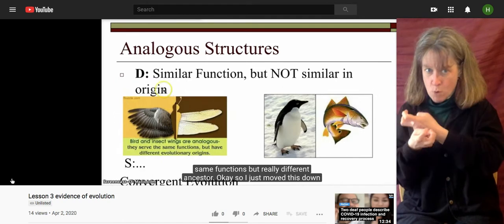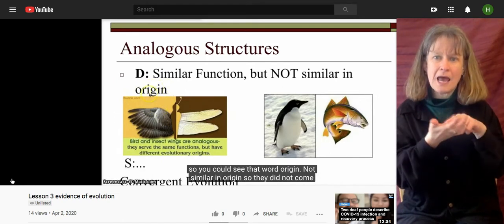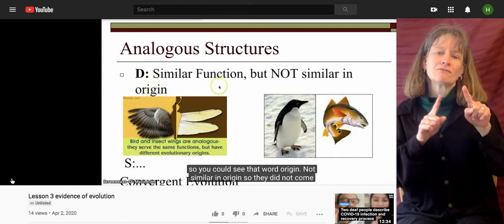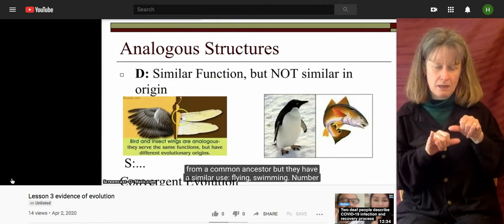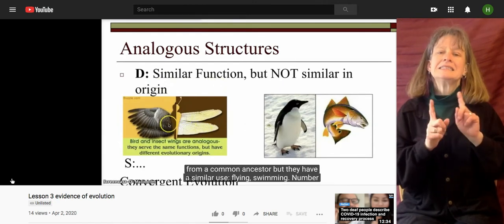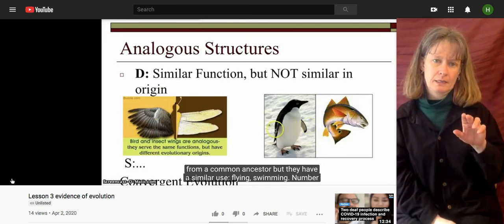So they have the same functions, but really different ancestors. Okay, so I just moved this down so you could see that word origin. Not similar in origin. So they did not come up from a common ancestor, but they have a similar use. Flying, swimming.